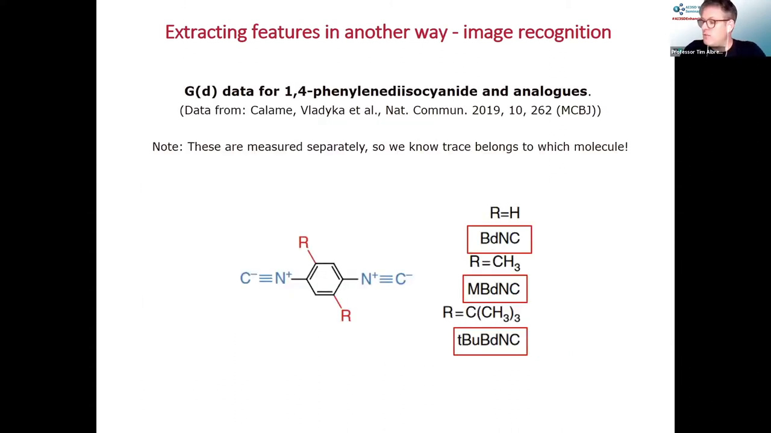And I'm just going to give you an example here where we looked at Anton's previous data on three different molecules. Okay, this is a 1,4-phenylene diisocyanide, 1,4 because the isocyanide groups are connected to this phenyl ring at opposite ends. Then we've got a substituent here which can have different chemical nature. It could just be a hydrogen, then we call it BDNC. It could be a methyl group, then it's MBDNC, and then a third, a tert-butyl group, and we call it TBUBDNC. You don't need to remember the structure; these acronyms will be sufficient.